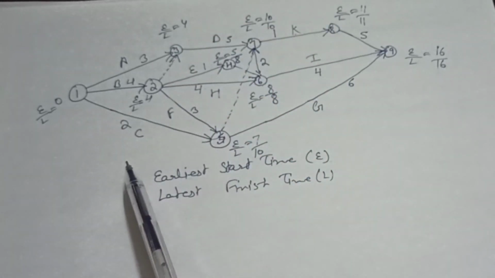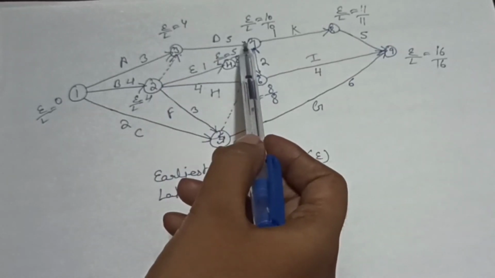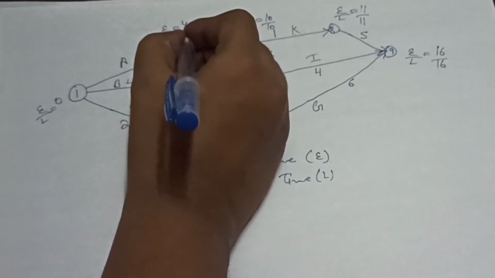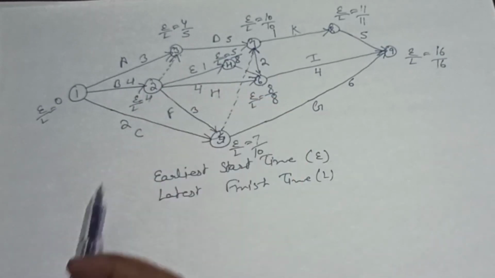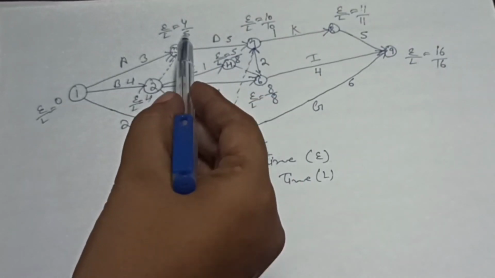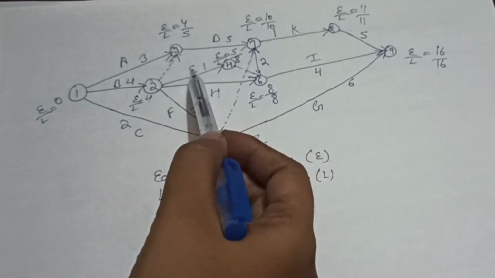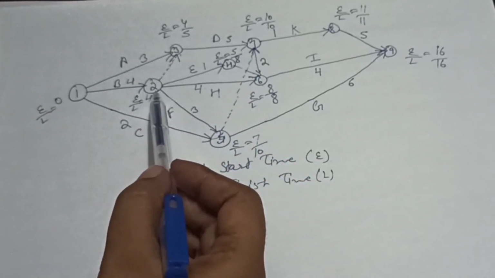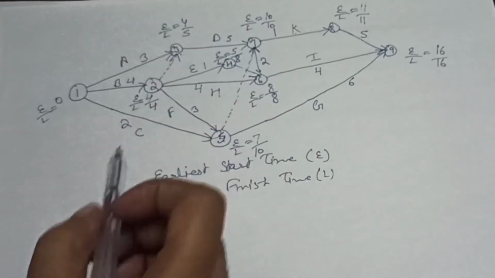Now we will calculate the value for this node. So you can see, student, here we have 10 minus 5 is equal to 5. So we will write here 5. L value is 5 for this node. Now we will calculate L value for this node. So you can say 5 minus 0 is equal to 5, 8 minus 1 is equal to 7, 8 minus 4 is equal to 4. So we will write here 4 because 4 is the minimum.